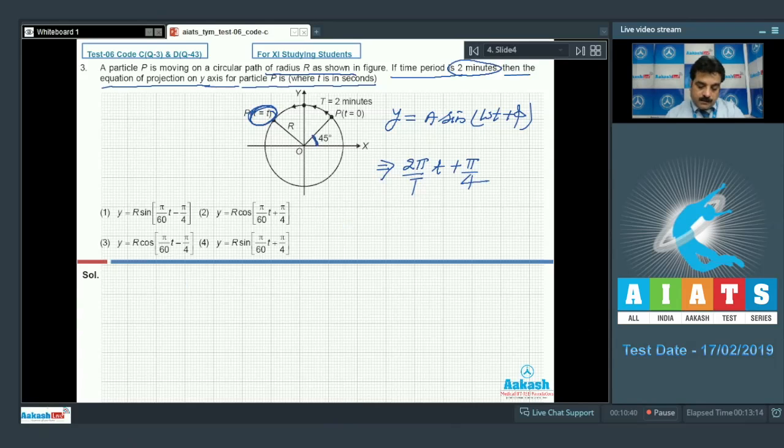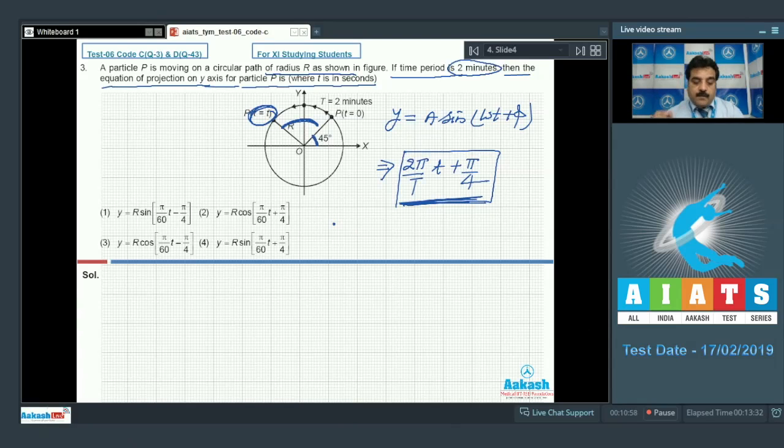But why? Because this is pi by 4 and this is omega t, because theta is equal to omega t. Omega is equal to 2 pi upon T, and the question is saying time t. That's why I am writing this angle at time t. So this is my angle at the given time t, right?